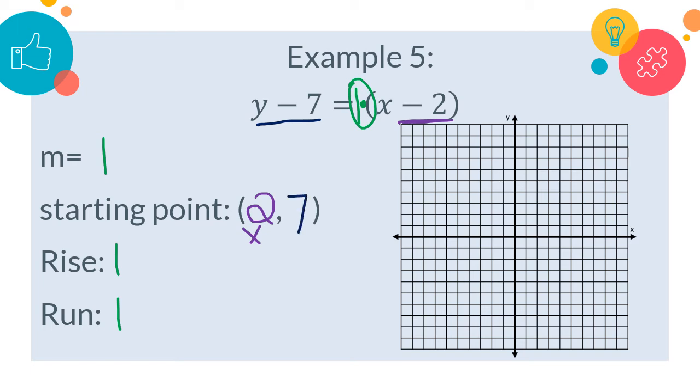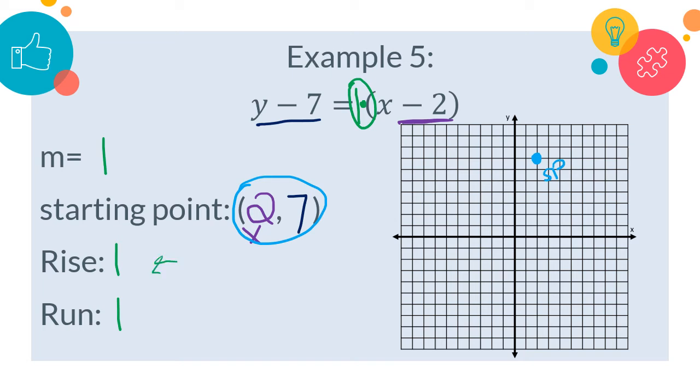So let's take this to a graph. First, this is called starting point for a reason. It's where you start. Your starting point is right 2 up 7. And you'll want to label that SP. Okay, starting point. Just to make it stand out, it makes it easier to evaluate your answers and make sure that you've graphed correctly.